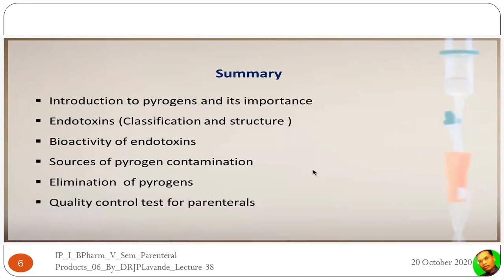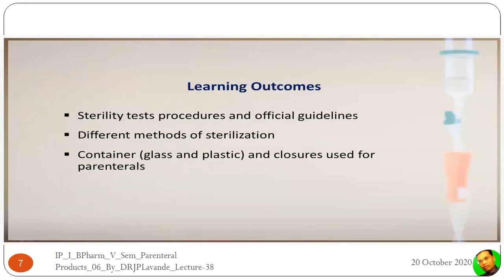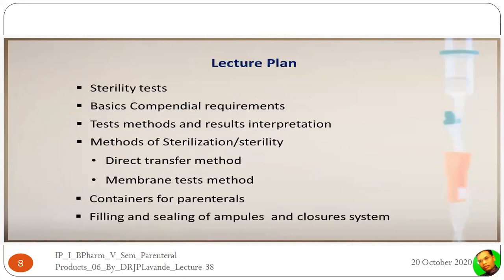So we were left with the sterility test, and today we will cover this sterility test along with the containers, and with this, we are going to finish this particular topic in today's lecture. After today's talk, you will be able to understand the sterility test procedures and the official guidelines given for that. Then we will see the different methods of sterilization for the parenteral products. We will also see the different kinds of containers and the closure system used for the parenteral, like the glass container, plastic container, and the different kinds of closures, like the rubber closures.